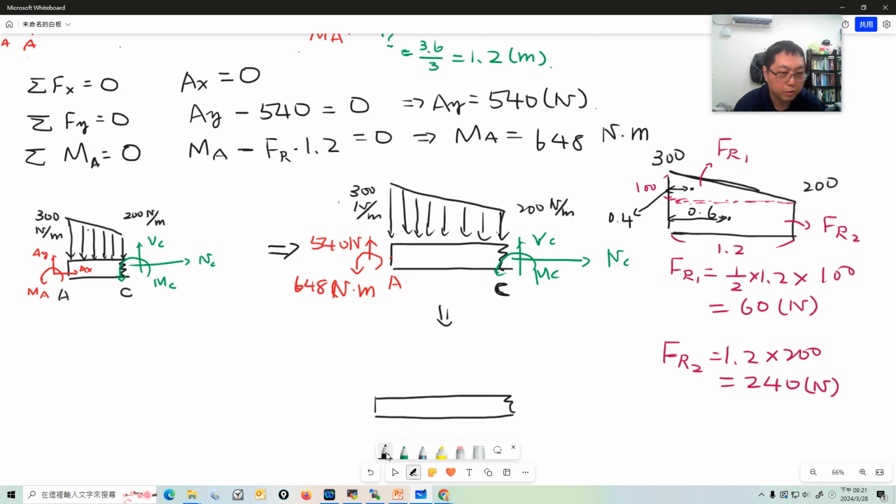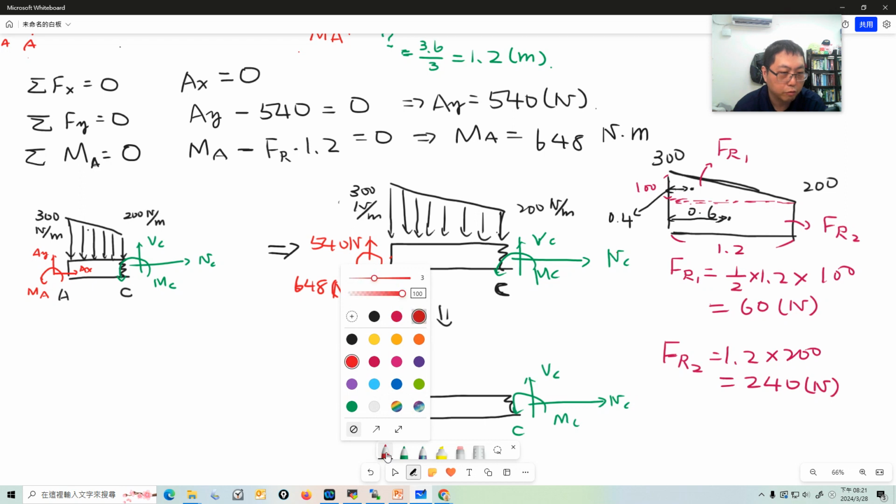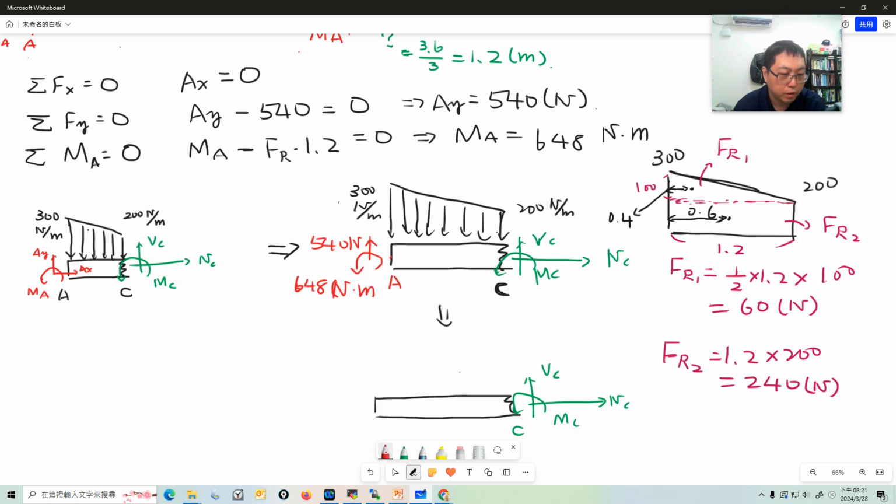Yeah, this takes a lot of time. Okay, so NC, VC, MC at the point C. At the point A, the reaction force, sorry, and the moment MA, 648 Newton times meter.